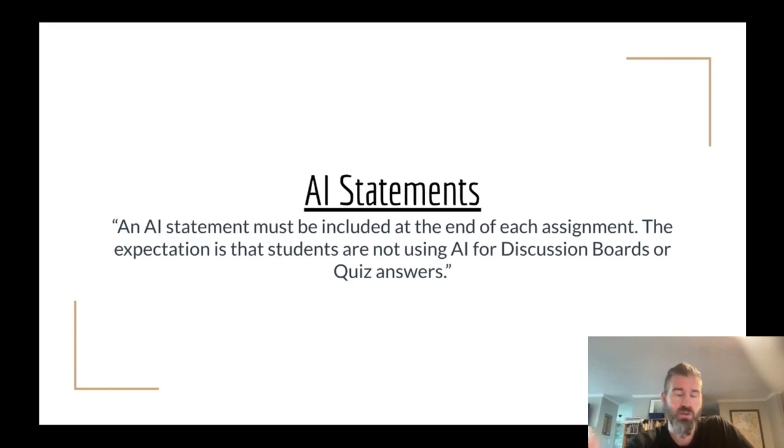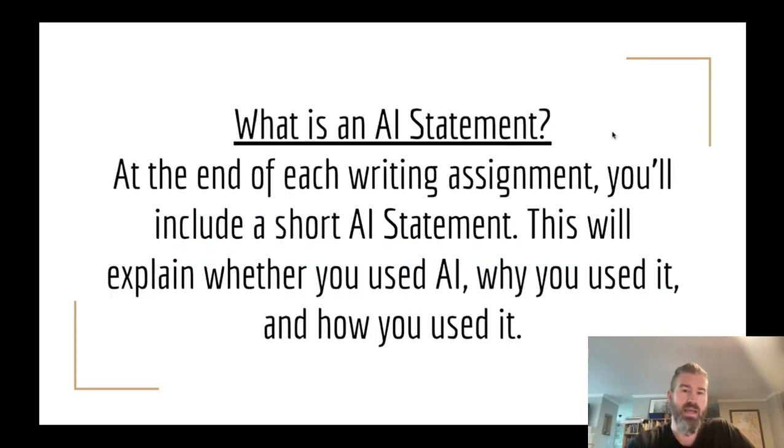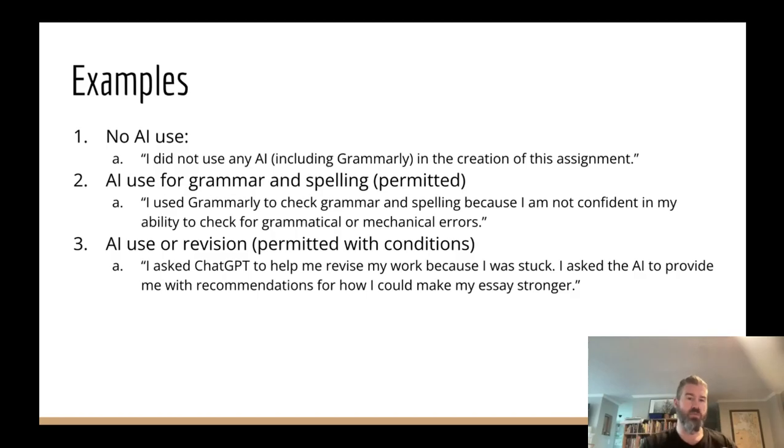Now, AI statements. This is in the syllabus. For every writing assignment that you're doing, at the end of your essay or writing assignment, you're going to include an AI statement. You must include it for full points. The expectation is that you're not using AI for discussion boards or quiz answers, so you don't have to include it there. So what is an AI statement? At the end of the paper, you're going to include a short AI statement. It's going to explain whether you used any form of AI, why you used AI, and how you used it. So if we look at some examples.